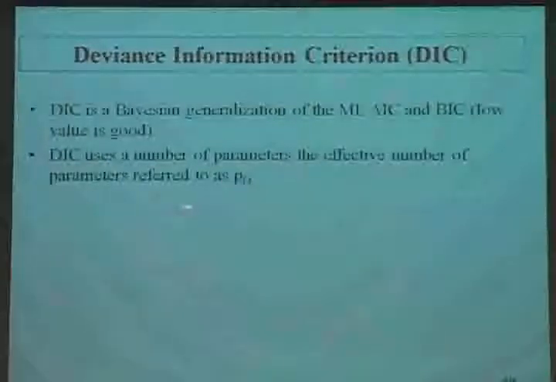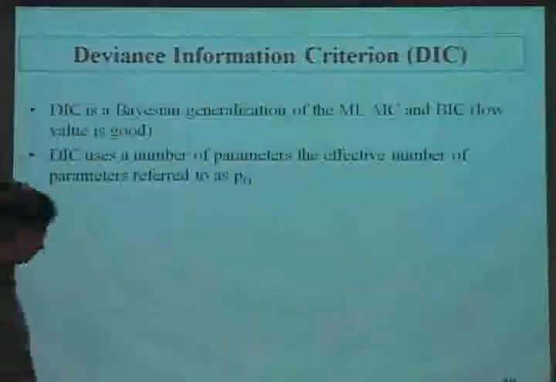And DIC also, AIC is based on a fixed number of parameters. DIC actually estimates that value. That's also reported in the Mplus output.